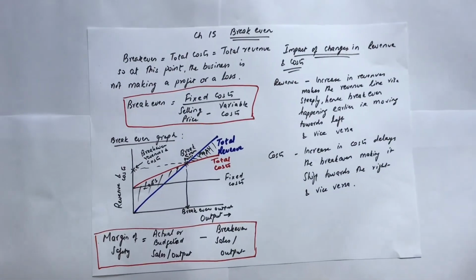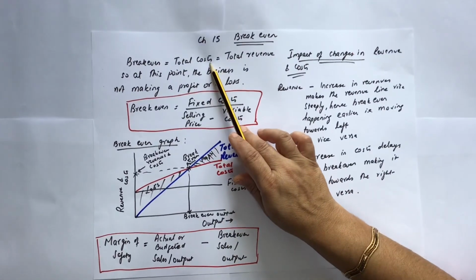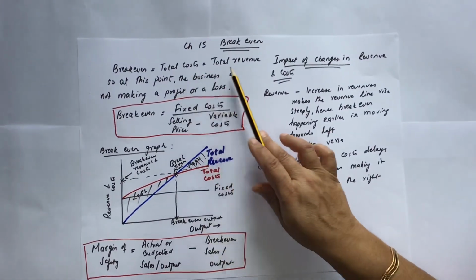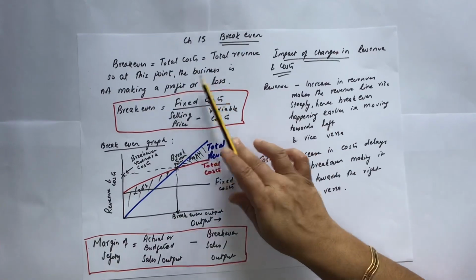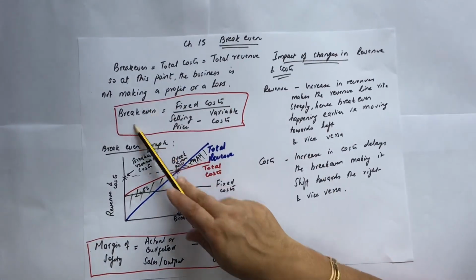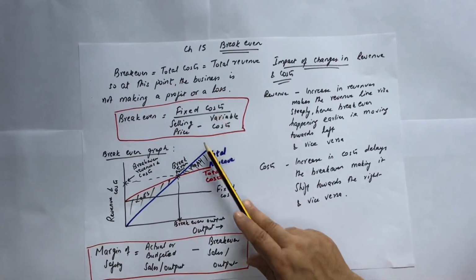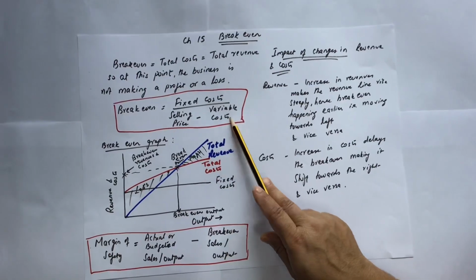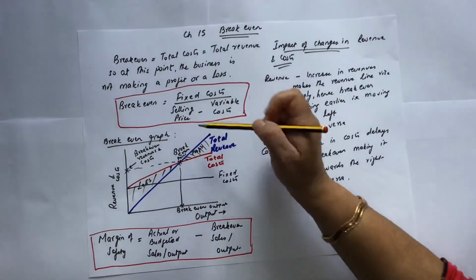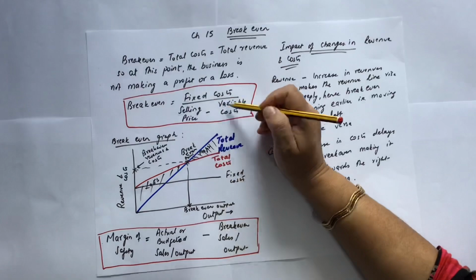Break even is basically a point where your total costs are covered, so total cost is equal to total revenue. So at this point there is no profit or loss. The formula of break even, memorize this: fixed cost divided by selling price minus variable cost. If you want to remember which one comes first, alphabetically, F, S, and V.